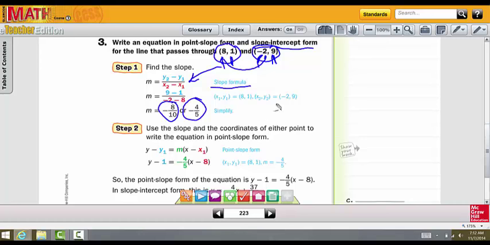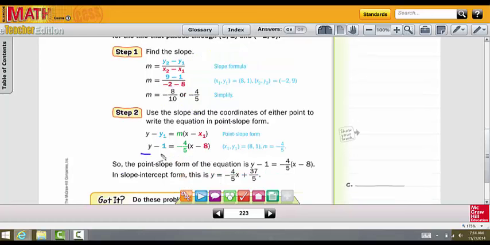Now I'll use the slope and the coordinates of either point to write the equation. As you can see here, they use these numbers, so clearly they're using the first point. Let me erase that so that we can see better. So we're going to use the equation y minus the y value, which is 1, equals the slope, which is negative 4/5, times the quantity x minus the x value, which is 8. So here's our point-slope form of the line, and we can use that right here.